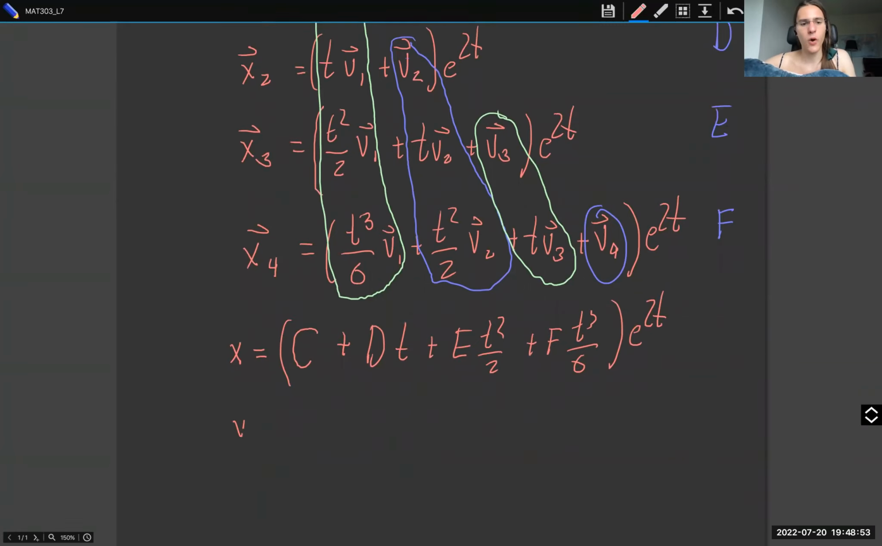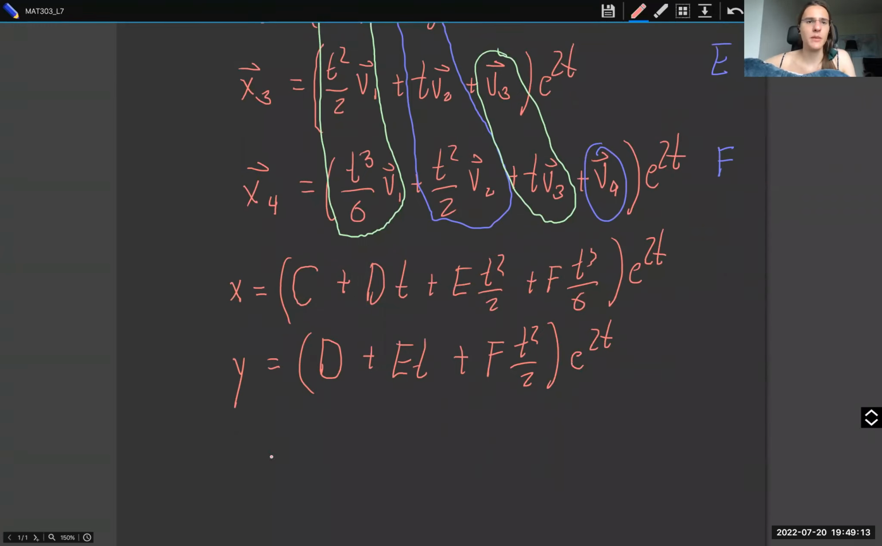So then we're going to get y is equal to, well, this is coefficient d. So d plus et plus f t squared over 2, times e to the 2t. Then we don't care about that one anymore. Then we're going to get z is equal to e plus ft.